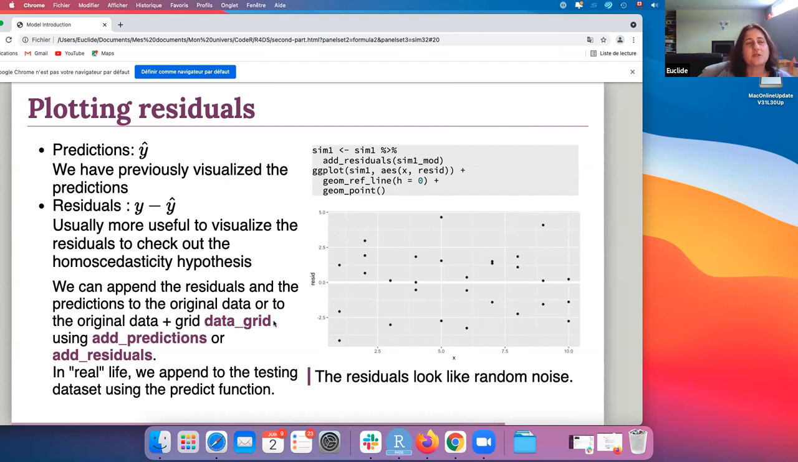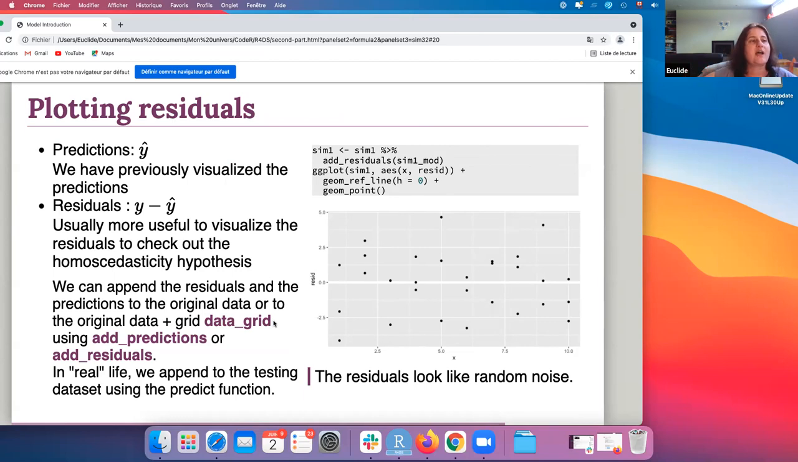So data grid is another kind of grid, but this time it just makes sure that you are within the set of your independent variables. It means that if you have x values 1, 3, 4, 5, it will put in a 2. So it uses the whole window of your independent variable.